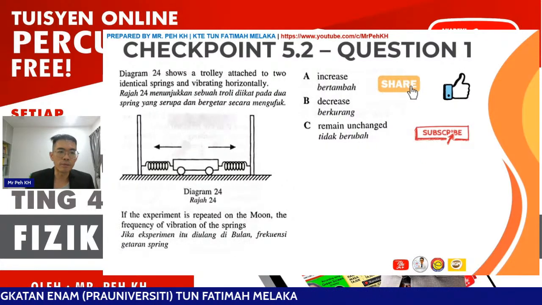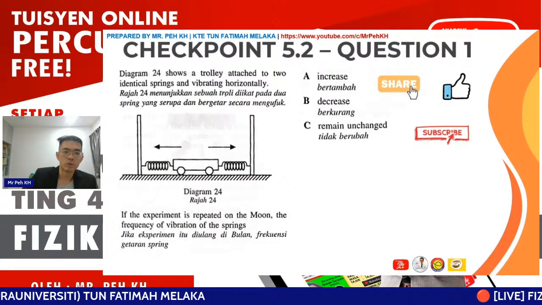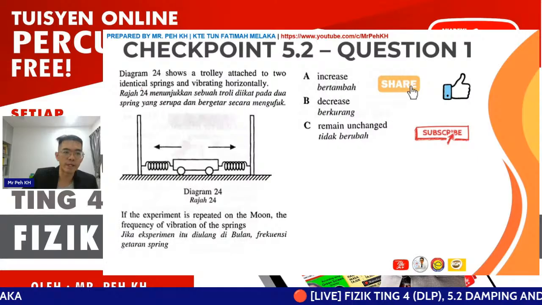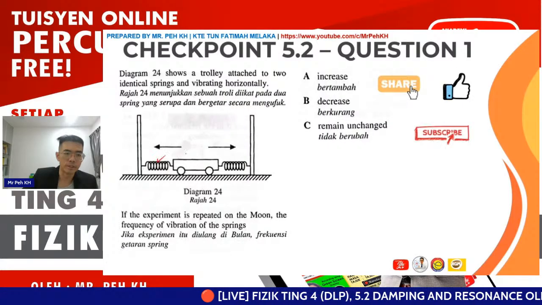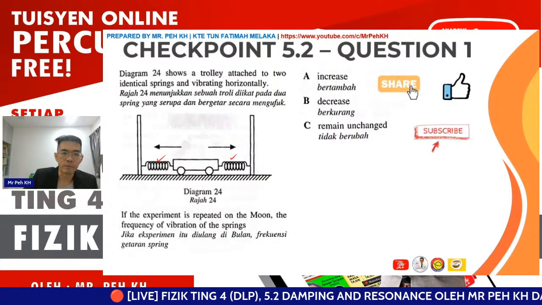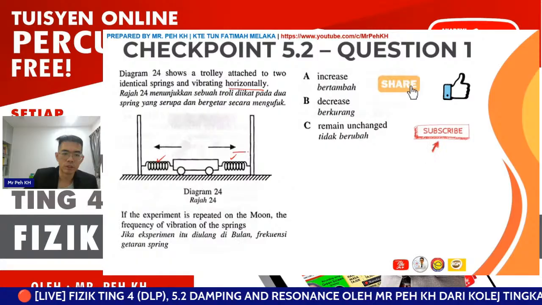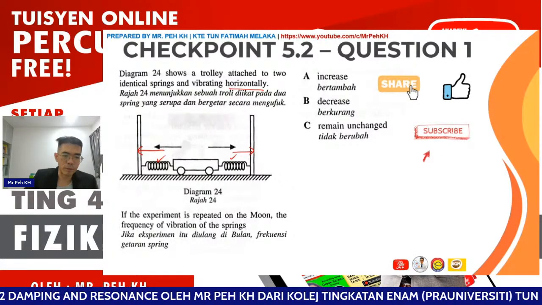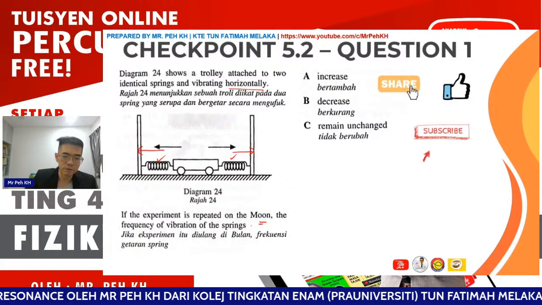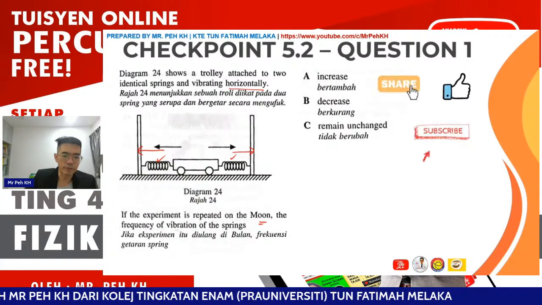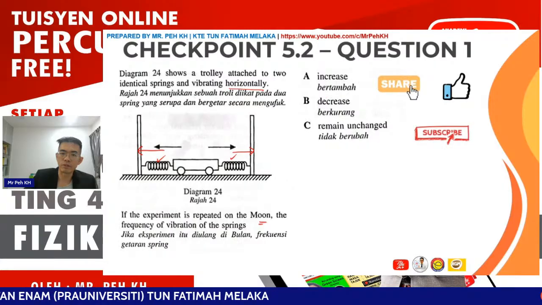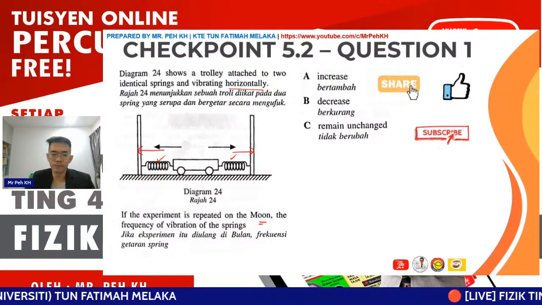Here, Diagram 24 shows a trolley attached to 2 identical springs, these 2, and vibrating horizontally. That means it goes to the left and right. If the experiment is repeated on the moon, will the frequency of the vibration of the spring increase, decrease, or remain unchanged, everyone? So this is the question.